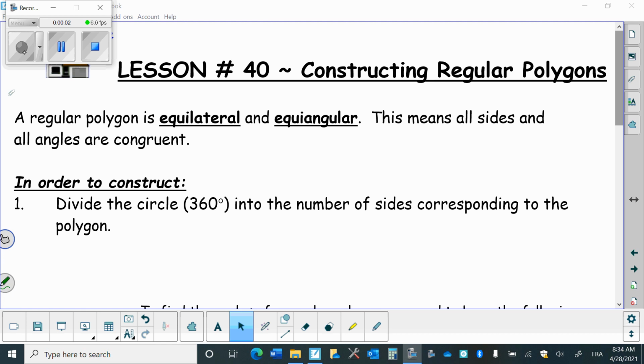Lesson 40, constructing regular polygons. Actually, it should also say in this title, within or inside a circle.